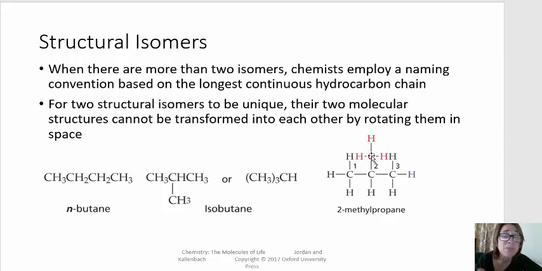Now in this case, it doesn't matter if we number from left to right or right to left. The middle carbon is still C2. So when we name our isomer, we identify the number carbon, we identify the branch, and then lastly the longest continuous chain. So this will be 2-methyl propane.